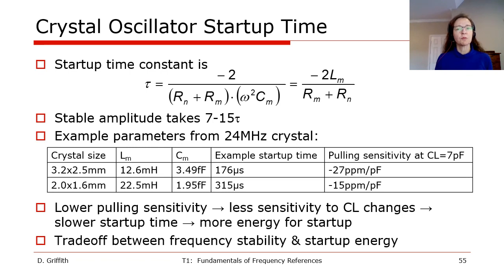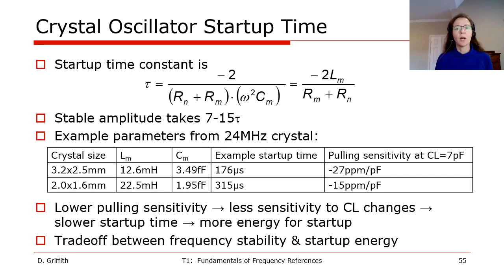Example parameters from two different 24 MHz crystals are shown in this table. The one in a larger package has a lower motional inductance and therefore a faster startup time. A second in a smaller package has a much larger motional inductance and a longer startup time and will therefore take more energy to start up, which can be a disadvantage in duty-cycled systems.